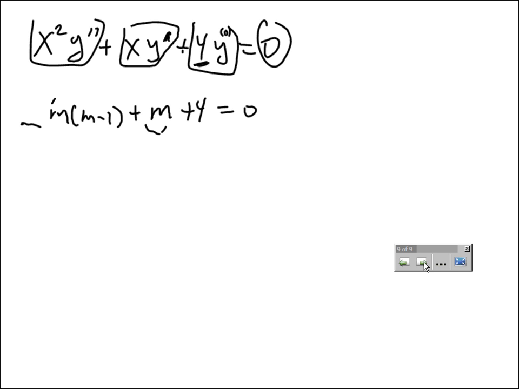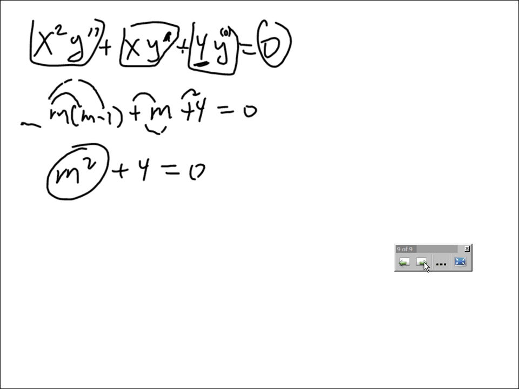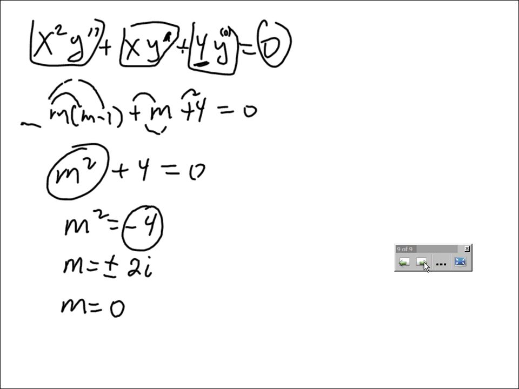Equals 0. So I have m squared, and I take away m, but then I add back m. That cancels. Don't forget to now add on 4, and we get 0. So that must be negative 4. Negative 4 plus 4 is 0. So m squared is negative 4. So m is plus or minus the square root of that number. The square root of that number is 2i. So m is really 0 plus or minus 2i.